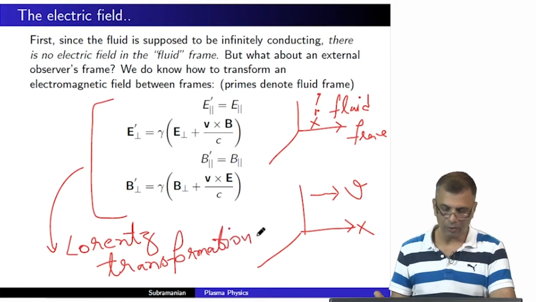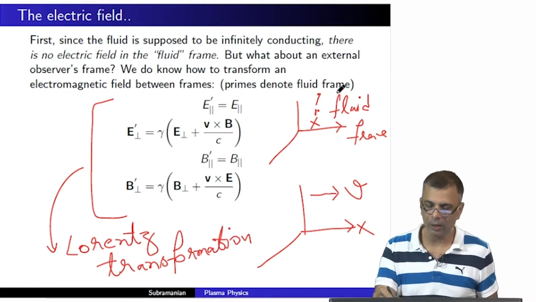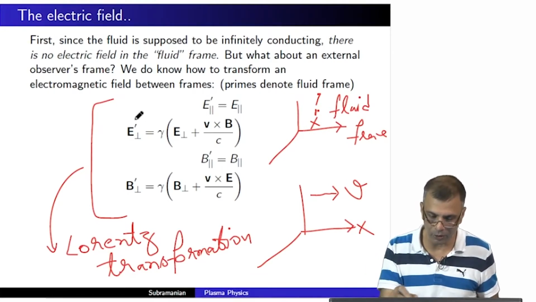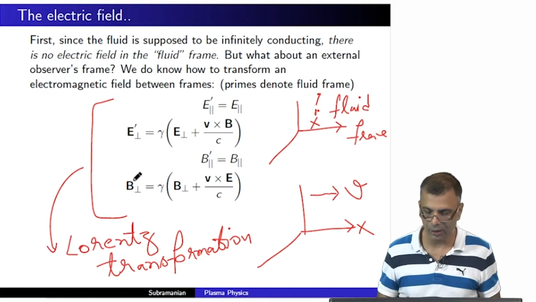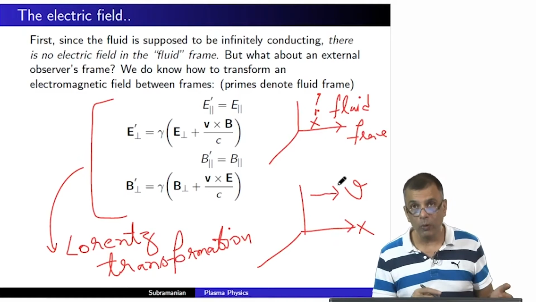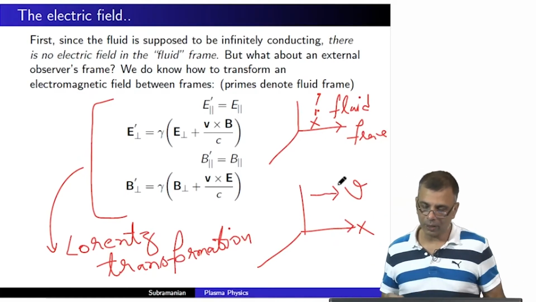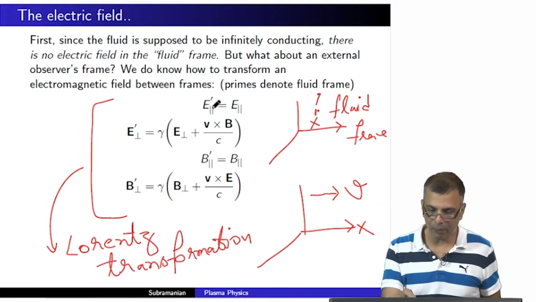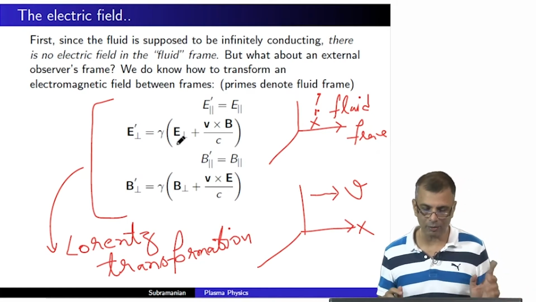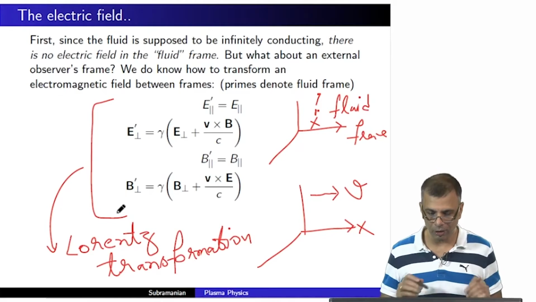Lorentz transformation, which is relating the fields in the fluid frame. In other words, all quantities in the fluid frame have a prime on top of them, like this, and all quantities in the non-fluid frame, the external observer frame, which can potentially be moving with respect to the fluid frame, do not have primes. And the parallel denotes parallel to the velocity of movement, and perpendicular denotes perpendicular to that direction. This is essentially how you transform between these two frames, and this is called Lorentz transformation.